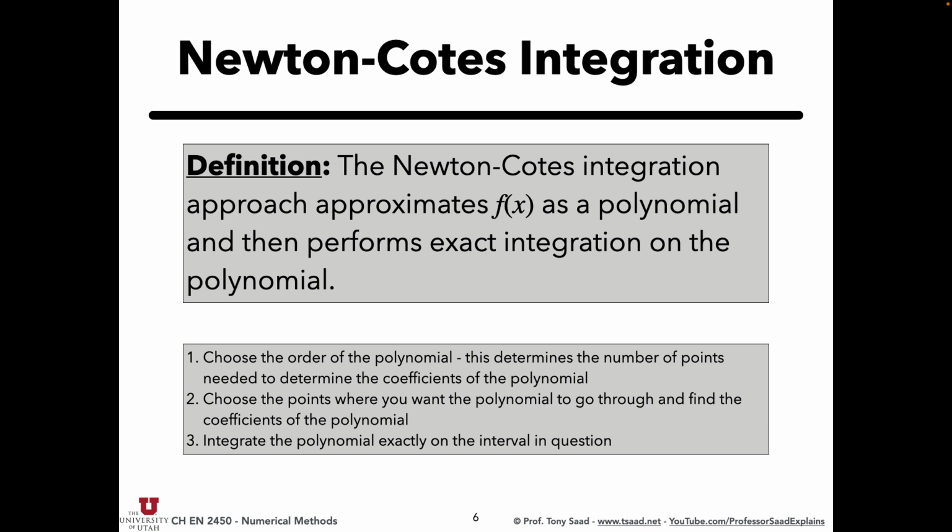Let's say you have a curve and you're like, okay, this looks like a quadratic. So I need a 2nd order polynomial, therefore 3 coefficients. So I'm going to pick 3 points on that function to approximate my function as a parabola. You pick those 3 points, you approximate it with those 3 points, you do the analytical integration and you're done.